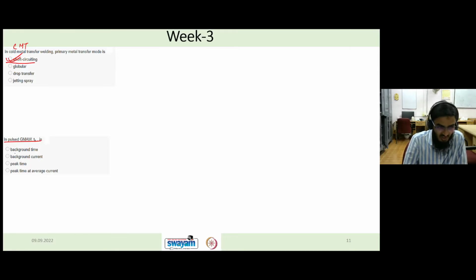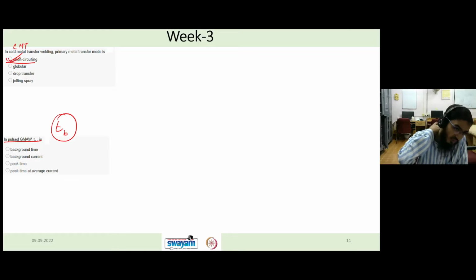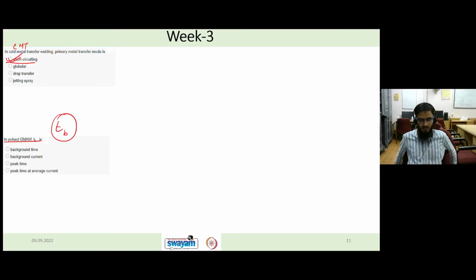The last problem of this session is: in pulse GMAW, TB is, what is TB? I have already explained: background time, background current, peak time, average current. Very simple. Please mark your answer. It's not peak time, it is TB. B means background. There was another term, TP. Here it is asking about TB.